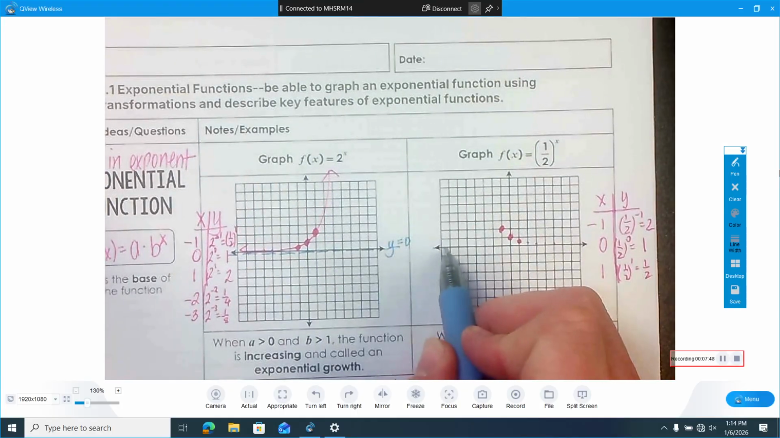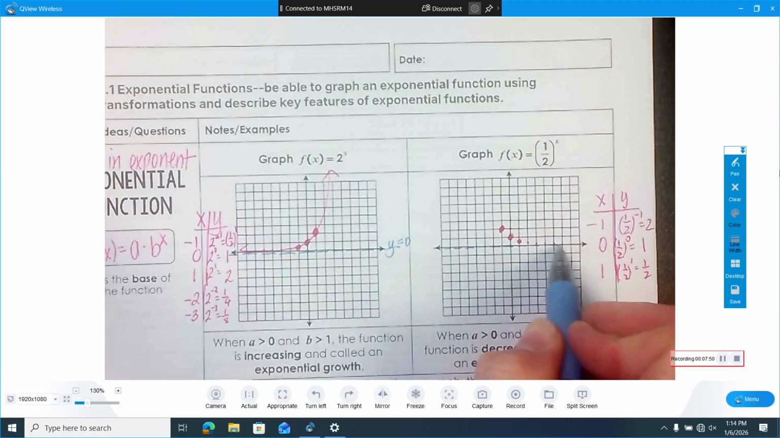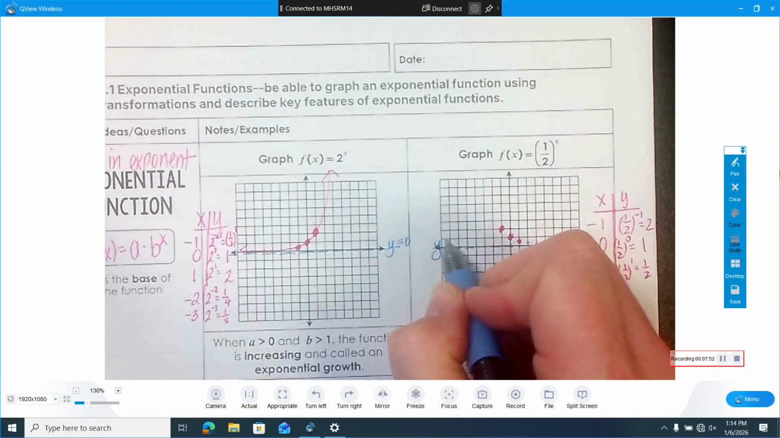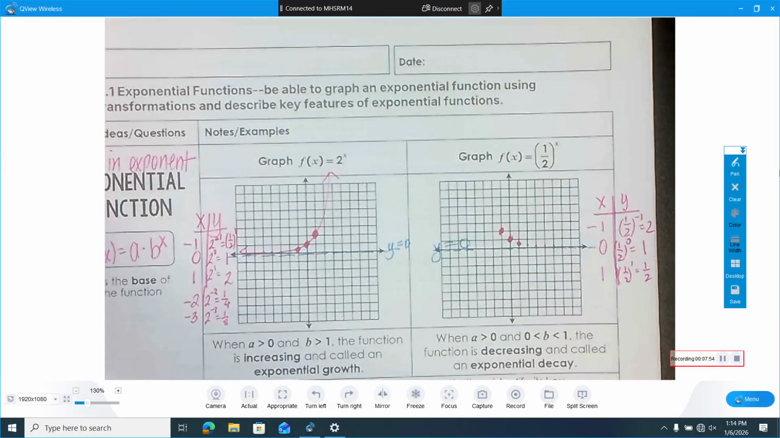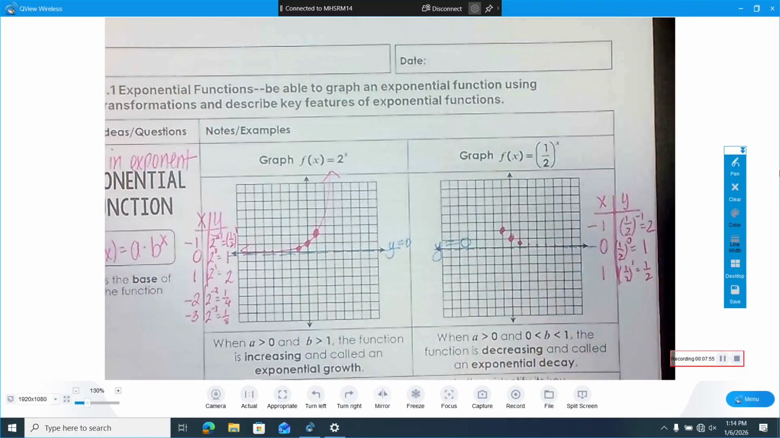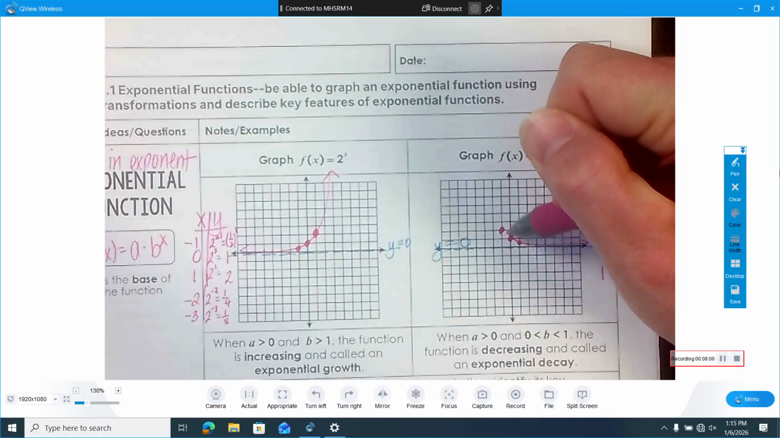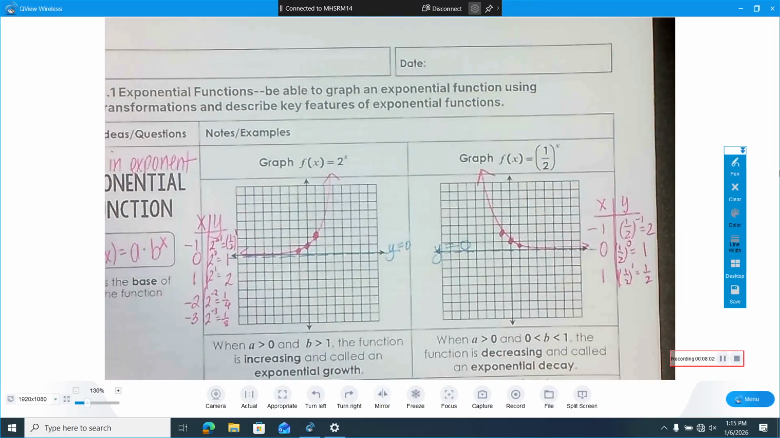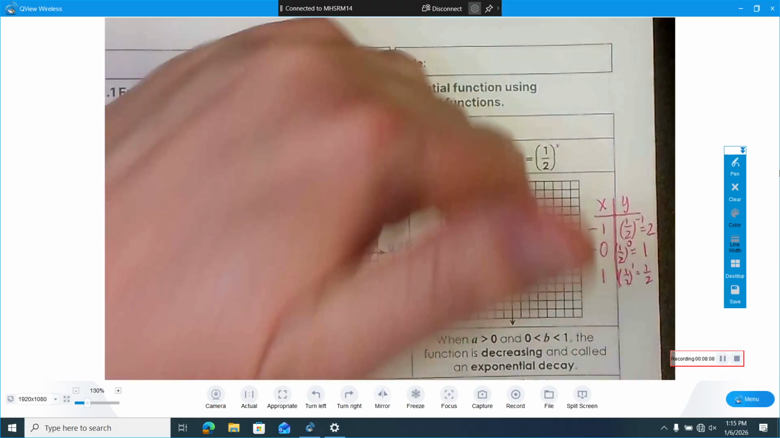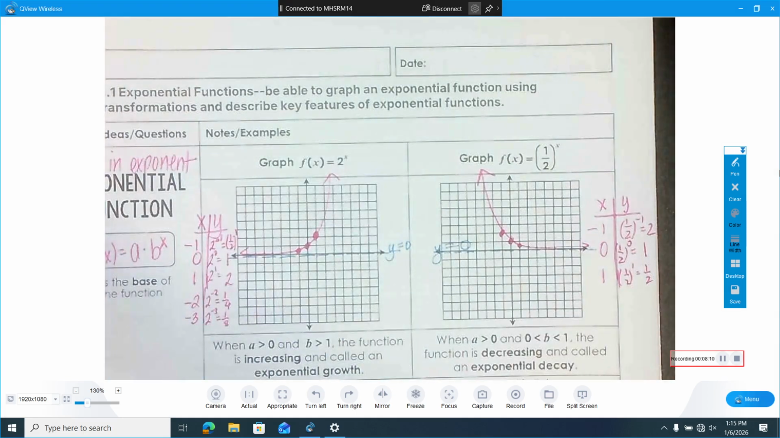So we have a horizontal asymptote. Again, y equals 0. This boundary line that we're going to get so close to, but never really touch. And then it just grows. As x moves left, we are growing. And so this is like Superman coming in for a landing. That's how I describe it. Okay. So this is exponential decay.